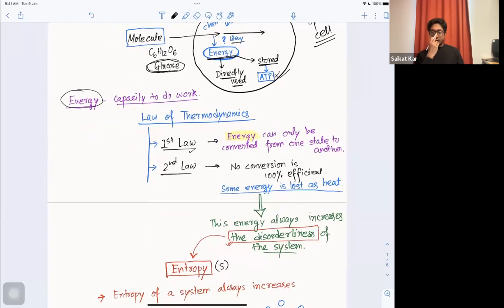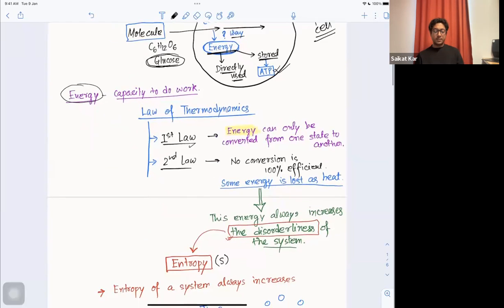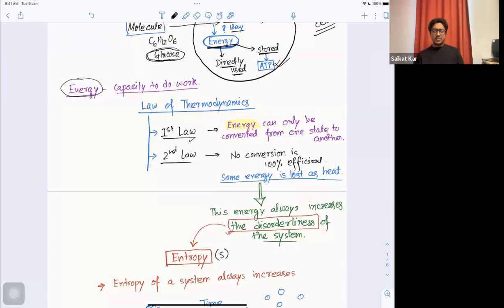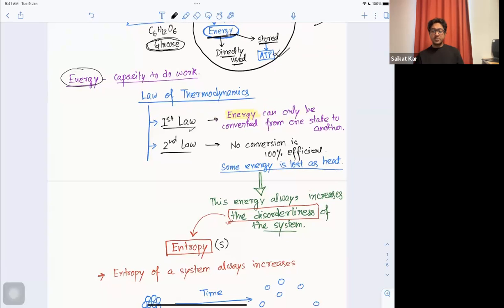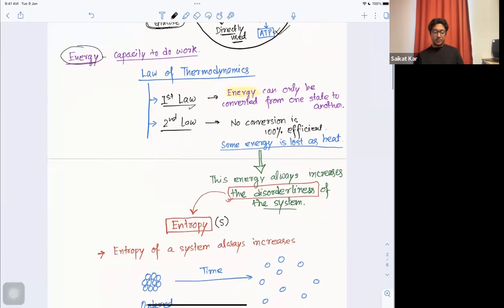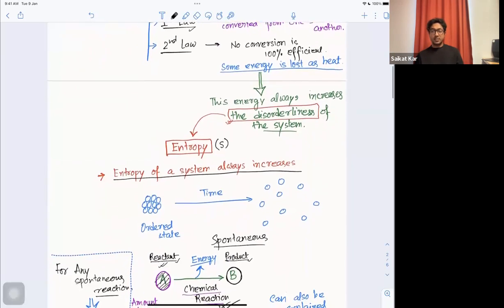And even the cell follows the laws of thermodynamics. The first law is that energy cannot be destroyed or created. Energy can only be converted from one state to another. The second law is that no conversion is 100% efficient, so some energy is released, and that energy always increases the disorderness of the system, and we call it entropy. A very short version of the second law is that the entropy of a system always increases.